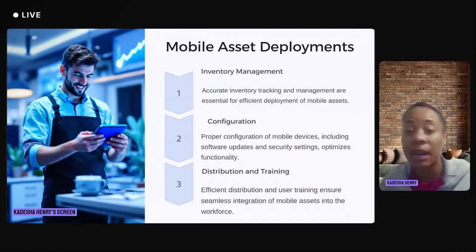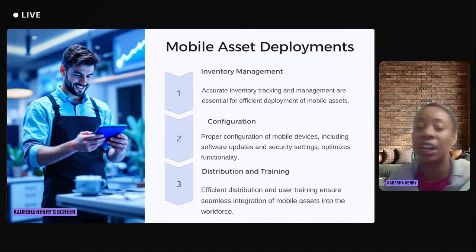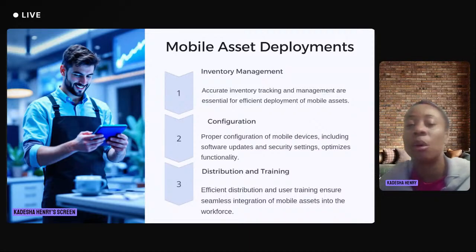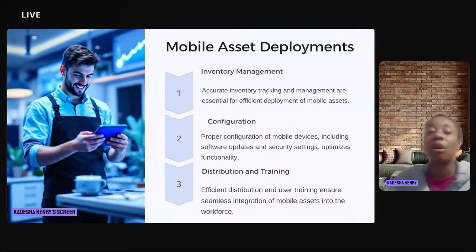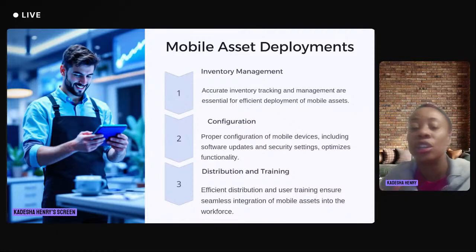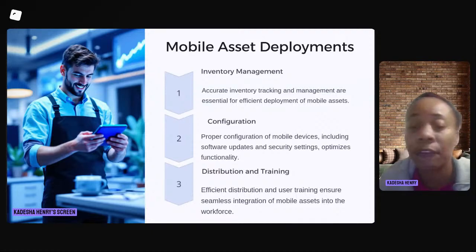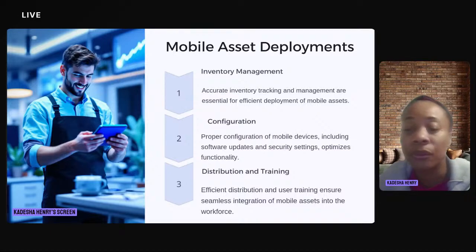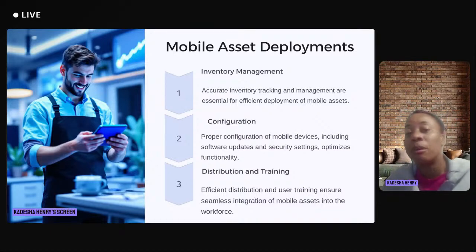the mobile assets, right? So configuration is another part. Proper configuration of the mobile device, including software updates, security settings, optimizing functionality. All of this is part of mobile asset deployment. Because how are you going to deploy it if you don't know what you have? If there's no proper configuration of the mobile device, no software updates, no security settings. So before you deploy these, you have to make sure all of these are intact.